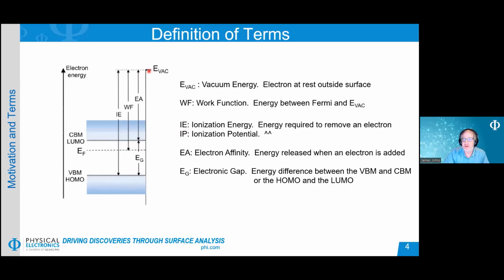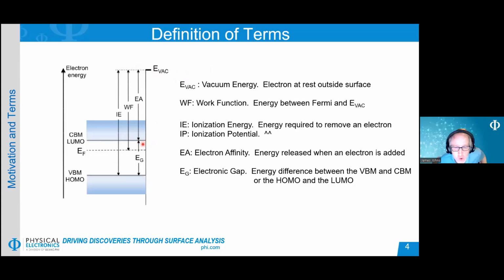Next, we have the electron affinity, which is the energy released when an electron gets added to the system. So if an electron comes in here at the vacuum level, it can release energy and come down to the conduction band minimum, or the LUMO, and that energy released is the electron affinity. And then finally, we have the electronic gap, which is the energy difference between the valence band maximum and the conduction band maximum, or the conduction band minimum, excuse me.